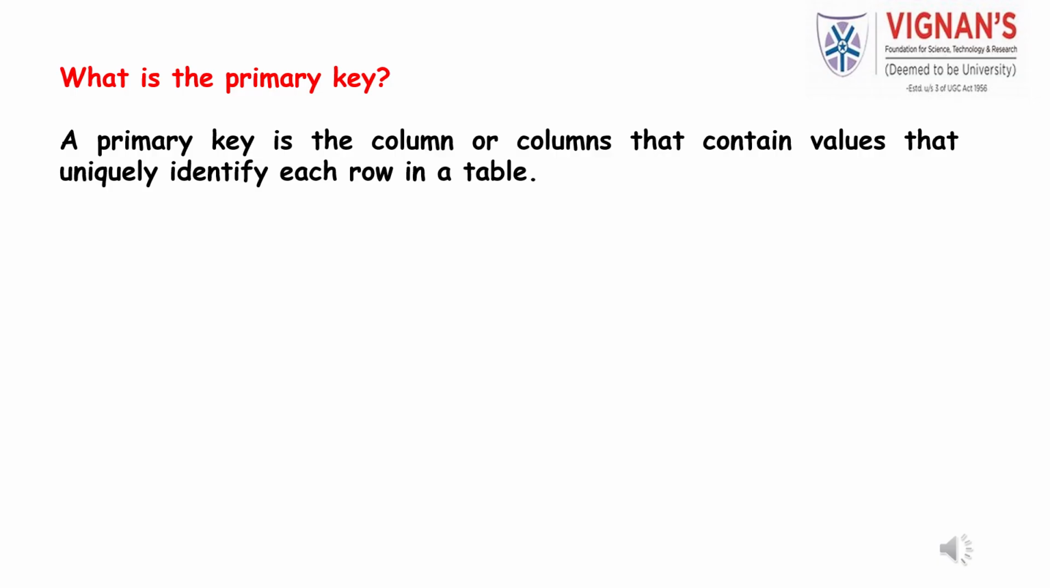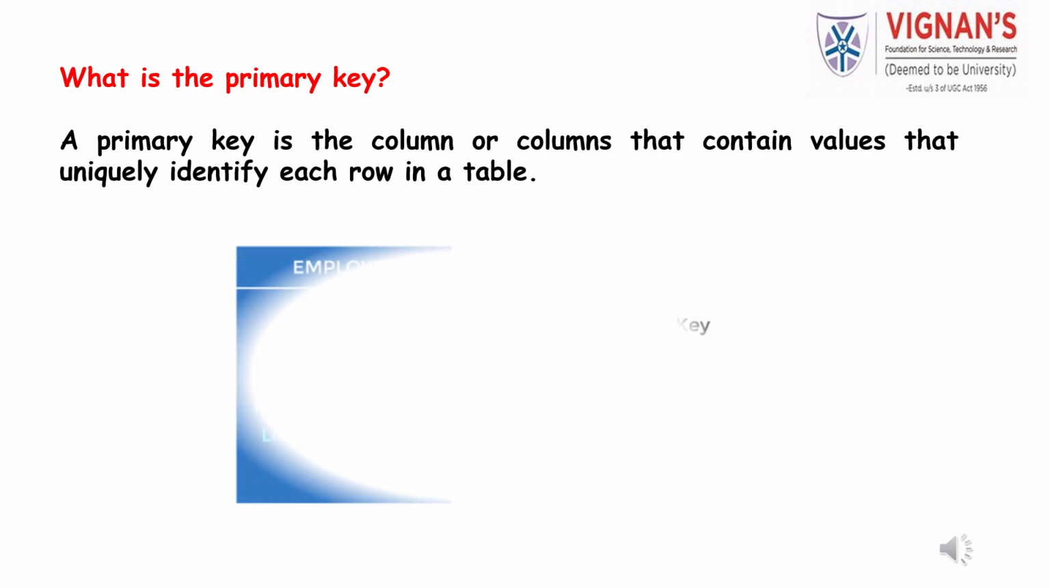A primary key has some important properties. First, it must contain unique values for every record. Second, it cannot contain null values because every row must be identified. Third, there can be only one primary key in a table, but it can consist of multiple columns, which is called a composite primary key.